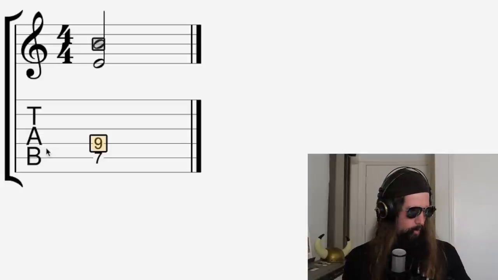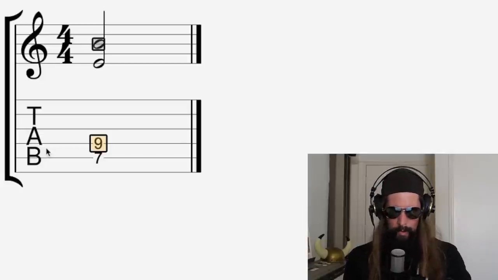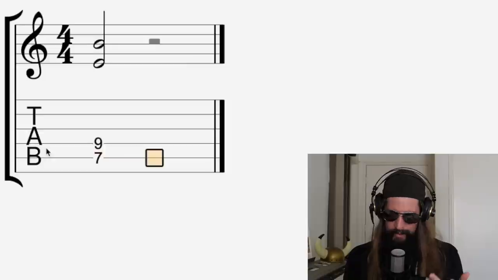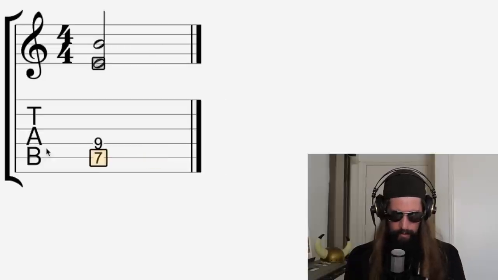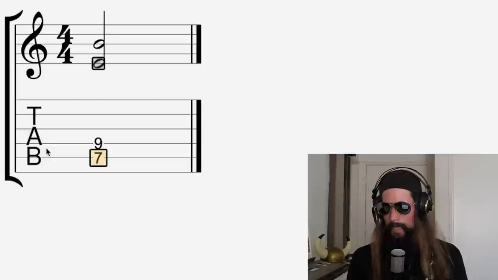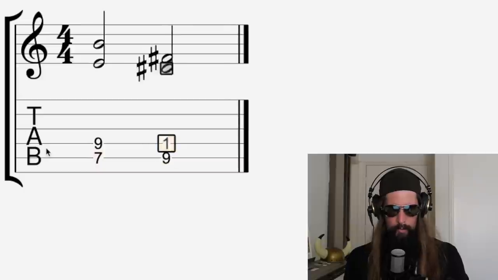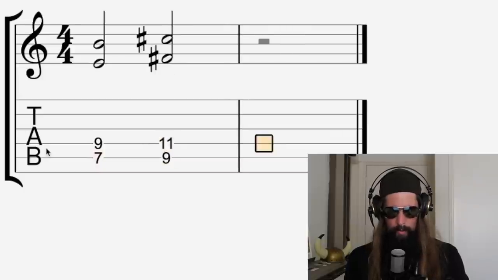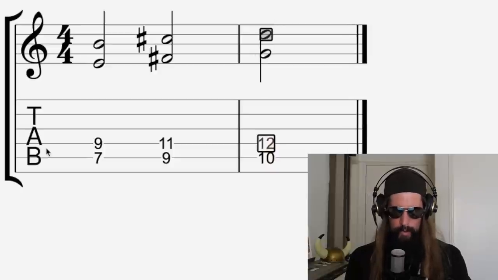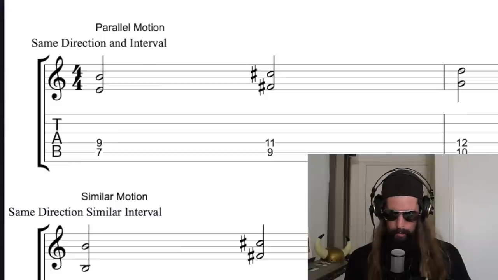And here's what we're going to do. I'm going to show you an example of parallel motion counterpoint here. That's the first step. So we'll start here on that 7th fret power chord on the A string. That's an E power chord, right? And then we're going to go up to the F sharp power chord. And then we're going to go up to G. Boom. And there's our parallel motion counterpoint.